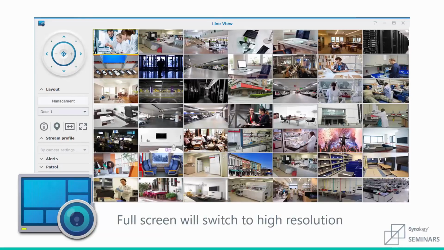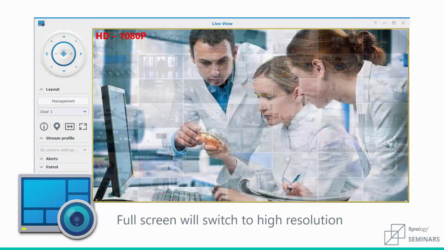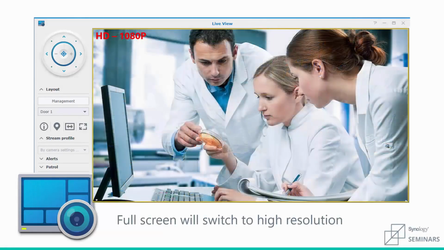Let's imagine a setup where we have 49 cameras all being viewed at 1080p. This would use an absurd amount of bandwidth and would not be a practical way to view these channels. Luckily, Synology has a setting which allows the resolution to dynamically scale based upon the size of the display. So when 49 camera feeds are showing, the resolution is low, and when you switch to full screen, the resolution will automatically upscale.